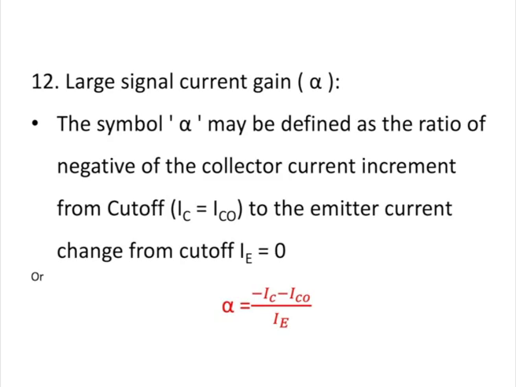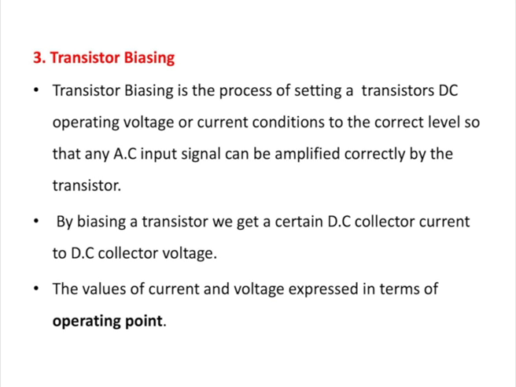What is collector current? Collector current is IC minus reverse saturation current ICO, and in the denominator I am taking the emitter current IE. So the overview of transistor components covers emitter current, base current, collector current, and also the current gain alpha. Next we will see about transistor biasing.